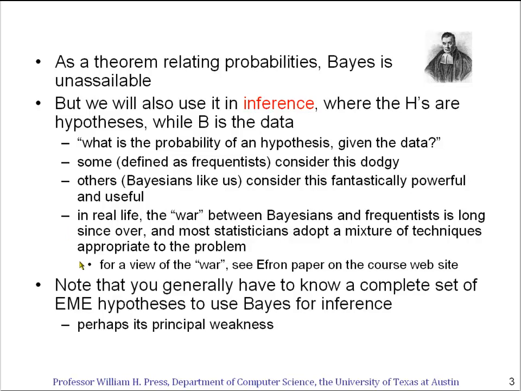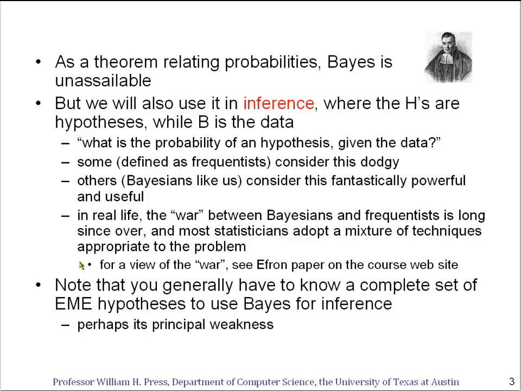Notice that to use Bayes' theorem, you have to have those H sub i's. You have to have a complete set of EME hypotheses to work with. And that's perhaps the principal weakness of Bayes' theorem, that you can meet problems in which it's not so easy to write down an exhaustive and mutually exclusive set of hypotheses.